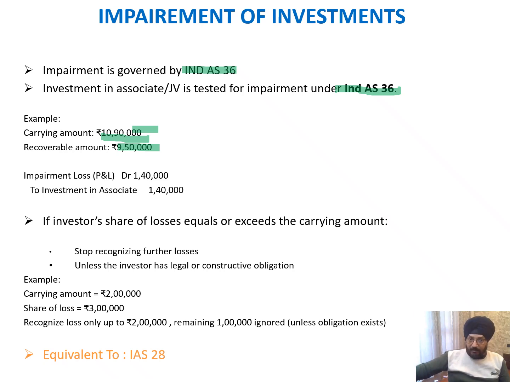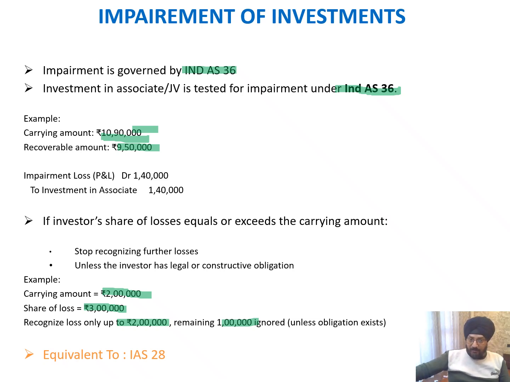So which means that if the carrying amount of my investment is 2 lakh, but the losses attributable to the investee are, let's say, 3 lakh rupees, then we have to recognize the losses only up to 2 lakh. The remaining 1 lakh needs to be ignored unless and until a specific obligation exists. So our reduction in the carrying amount would be equal to the losses. If my losses are more than the carrying amount, then it has to be fully written off, and we'll have to write off all our investment in the books of accounts.